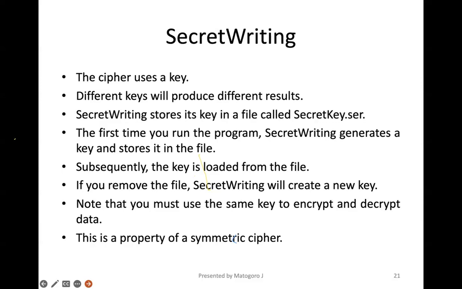Note that you must use the same key to encrypt and decrypt the data. So this is a property we call a symmetric cipher. I know you might have covered asymmetric and symmetric ciphers, and you might know the difference, but this is what we call a symmetric cipher. In the next lectures, we'll be covering some of these concepts. I know, because this is the first lecture, bear with me on some of this terminology, but those who have already covered some security courses know the difference between a symmetric cipher and an asymmetric cipher.